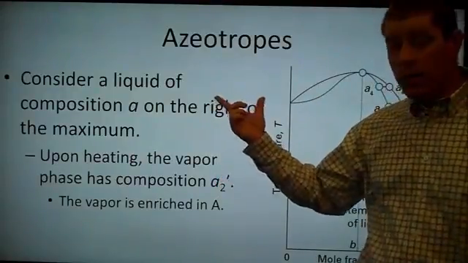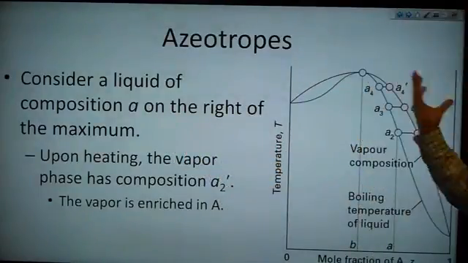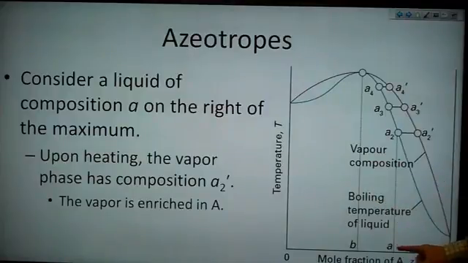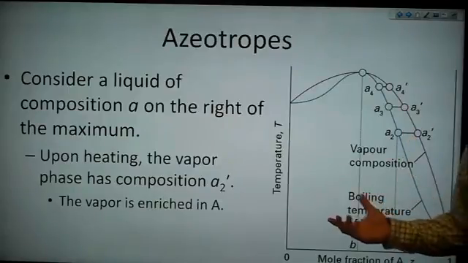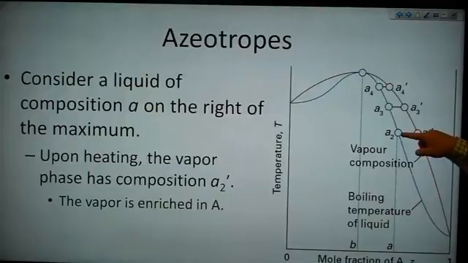All right, so let's consider a liquid of composition A on the right side of the maximum. Right? So we're over here somewhere. So we're going to look at this spot A. When we heat up our liquid and raise the temperature, we're not changing the mole fraction at all, so we're just moving up this vertical dotted line. And at some point we get to the boiling point at A2.